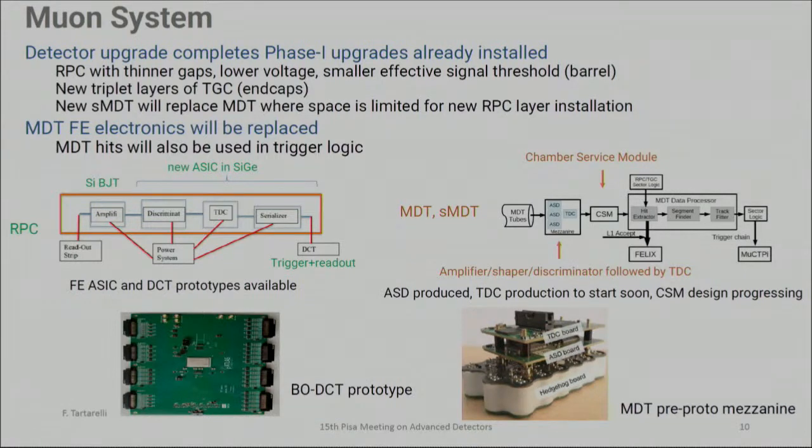The RPC electronics uses an amplifier done in silicon BJT, and then a new ASIC in silicon germanium, which includes a discriminator, TDC, and serializer, which sends the data to this board here that does trigger and readout, and these prototypes are already available. The drift tubes have an amplifier shaper discriminator, followed by a TDC, and a chamber service module that organizes the data and sends the data off detector. Again, here we have some pre-prototypes of these components.